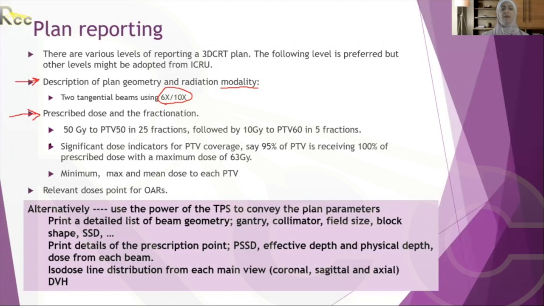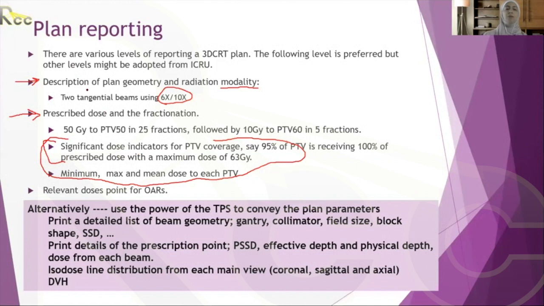And then if there are some issues with PTV coverage, say 95% of PTV is receiving so much dose, and remember, a volume is receiving at least this much dose, right? So you have to describe the dose covering the PTV, if you have any hot spots, any maximum dose, any cold spots. And the best way, by the way, if you don't want to write this, and it becomes too much for the physician to write, you can print out the DVH. The easiest thing is to print the DVH, and you don't need to write anything.